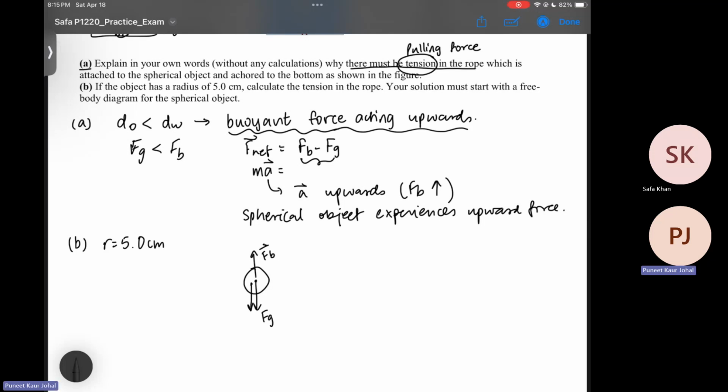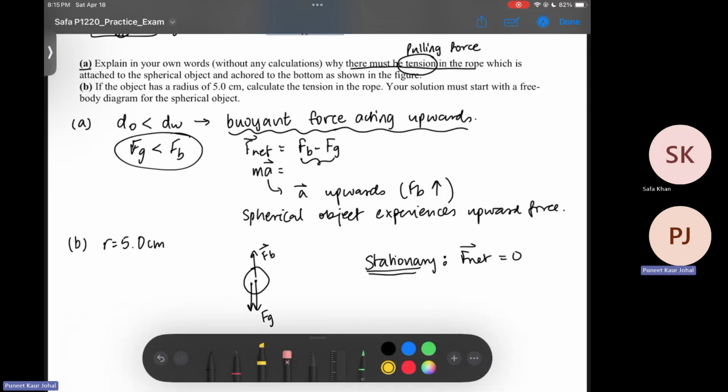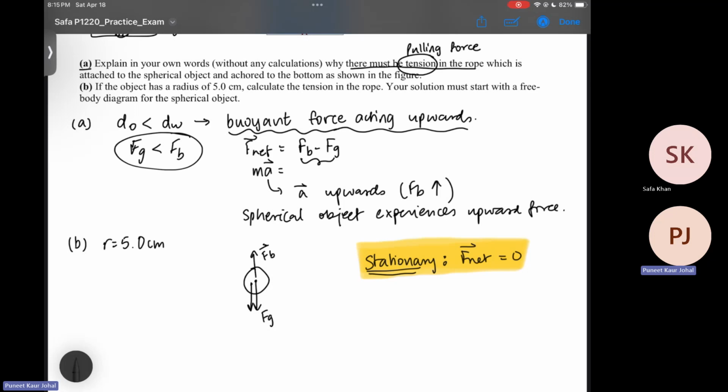We just established that FB is greater than FG. Another thing, sorry, I didn't complete that thought: because it's stationary, it means F net should be 0. That's the concept that you should be using for anything that is stationary. It means the sum of all forces acting on it is 0. And what that means is the buoyant force, the Fg, and the tension, the sum of all of that on your sphere is going to be 0.